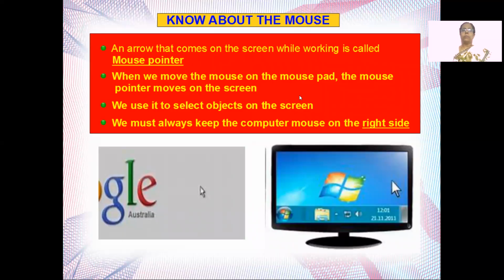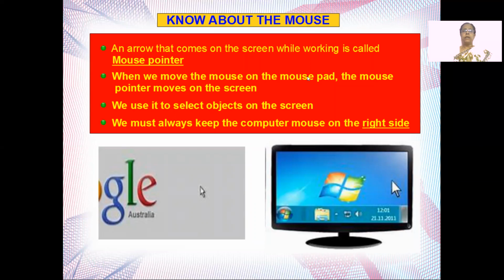Let's know more about the mouse. When you use the mouse, you can see this arrow, how it's moving? You can see an arrow moving on the screen. This arrow is called a mouse pointer. An arrow that moves on the screen when you are working is called a mouse pointer.